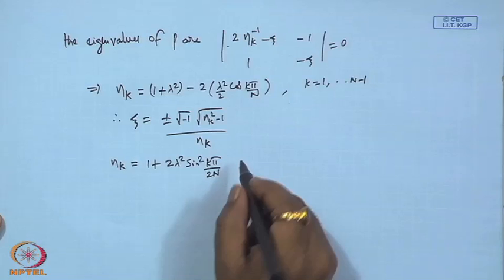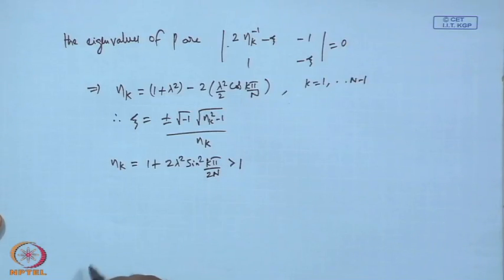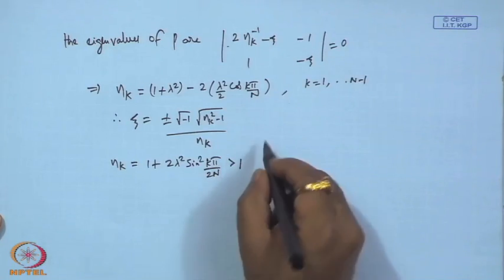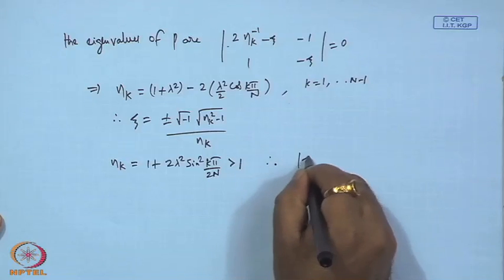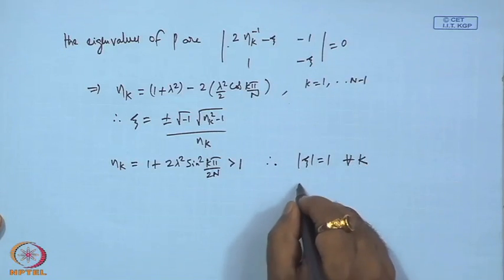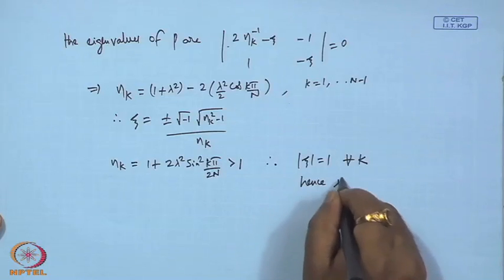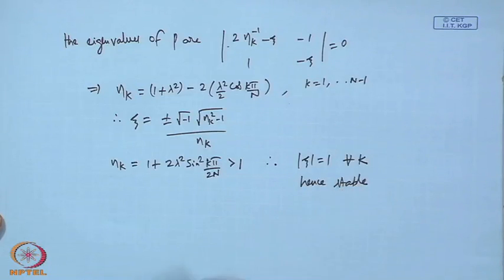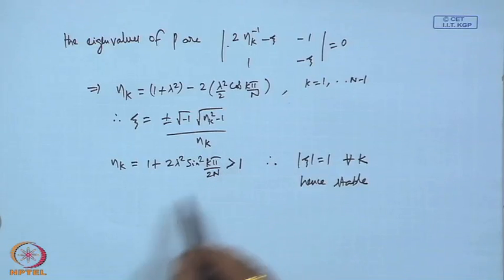Okay. So, which is greater than 1. So, eta k. So, therefore, mod zeta is 1 for all k, hence stable. Okay. So, this is stability of implicit method.